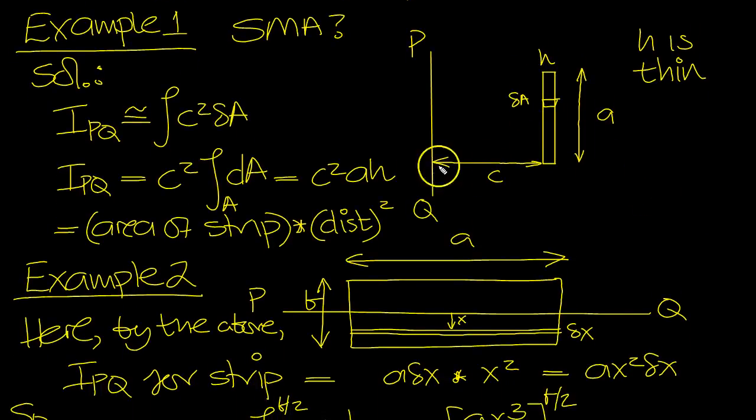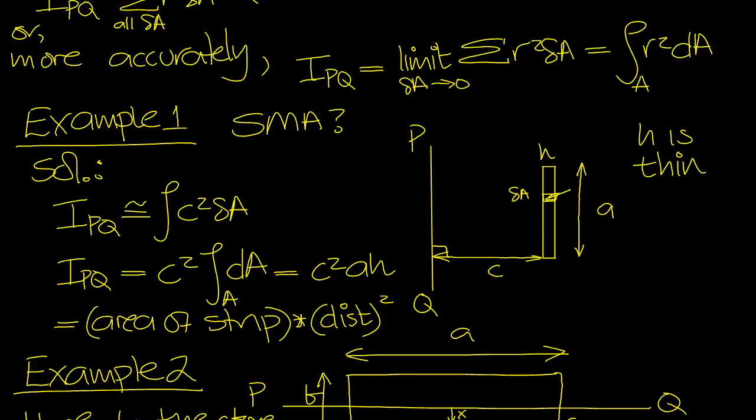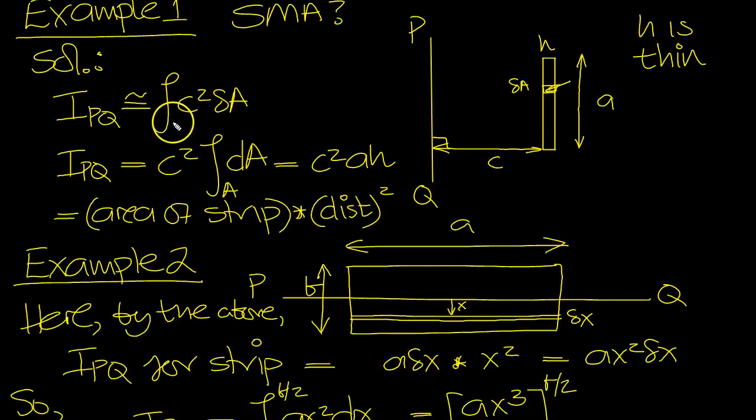We've got a thin strip. We've got a perpendicular distance c, and here are our little delta A's. So I_PQ, using that formula from above, will just be the integral of r squared dA over the entire area of this strip. The c squared is a constant all the way through for all of them, so that can come out of the integral. And it's just the integral of dA, the area. When you sum up all the little delta A's, you end up with the area of the entire plane lamina, which is A times H.